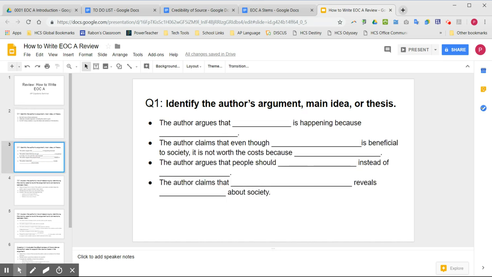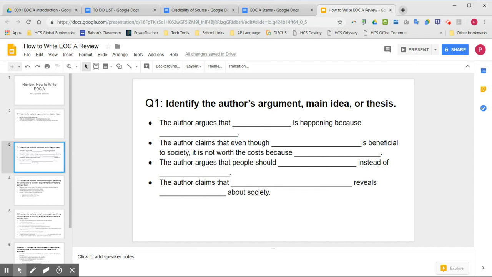All right, so if you return to your EOCA stems sheet, these are just a sample of the ones that are on there. So these give you an idea. You're not limited to these, but this could be a way of answering question 1. The author argues that blank is happening because blank. So this is a case where the author's trying to prove a cause and effect relationship.